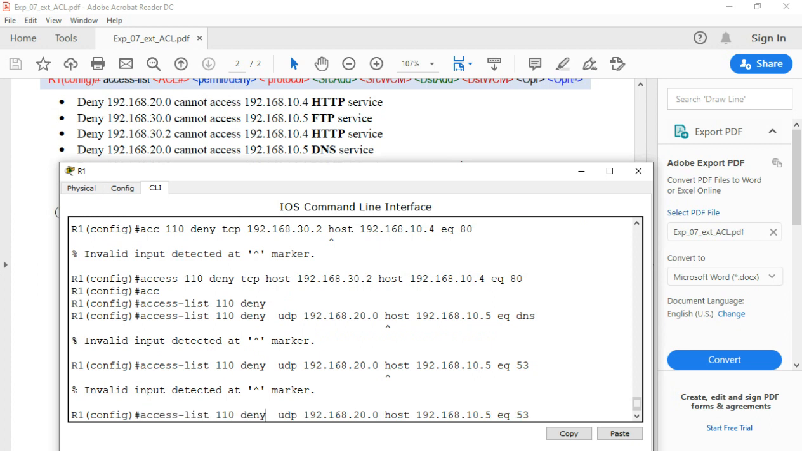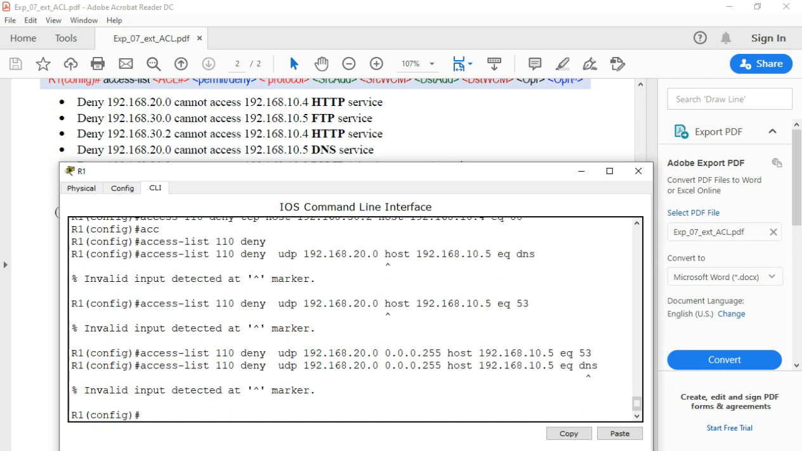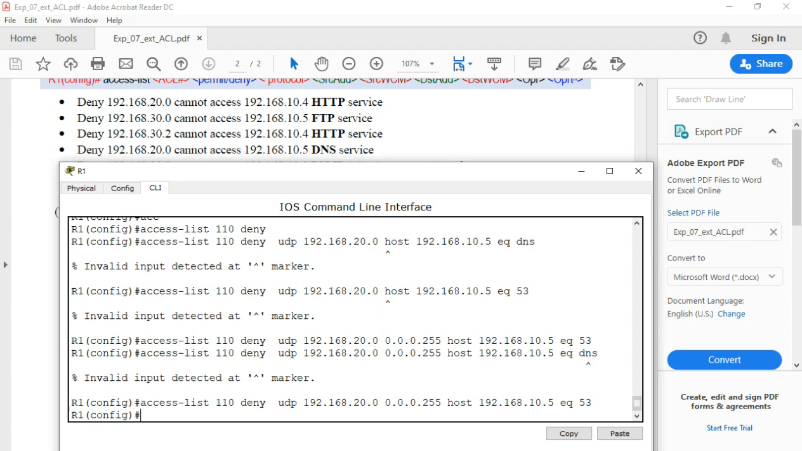Access list deny UDP, again we forget to write the 0.0.0.255. Okay, host. Okay, let's write DNS. Okay, you can see not all shortcuts work. So you should write 53. In some versions it's okay. So we prevent the DNS.